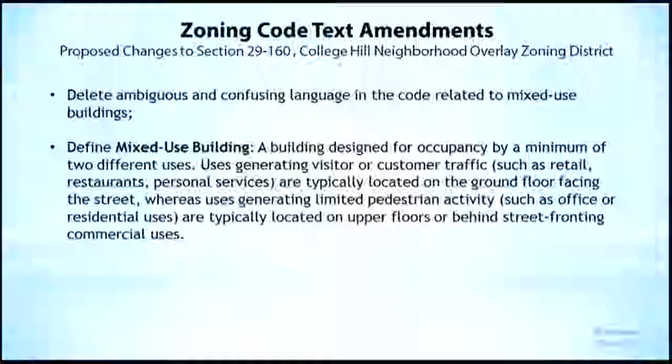A mixed-use building is a building designed for occupancy by a minimum of 2 different uses. Typically, uses generating visitor or customer traffic would be on the ground level floor, facing the street, and uses generating limited pedestrian traffic, such as office or residential uses, are typically located on upper floors or behind the street-fronting commercial uses. So that's just the general definition of what a mixed-use building is.